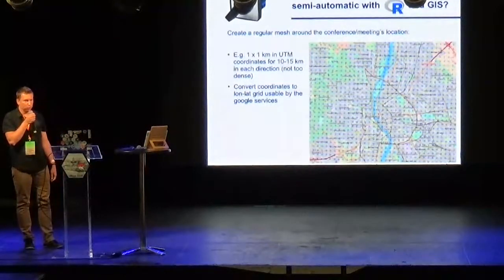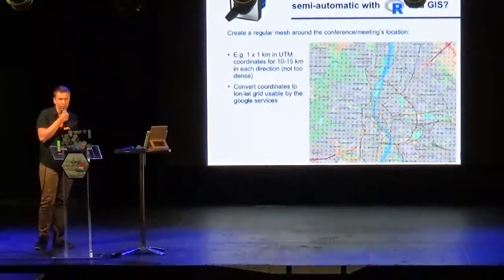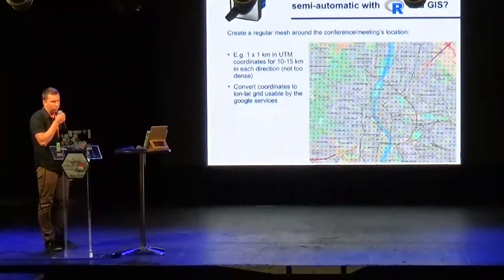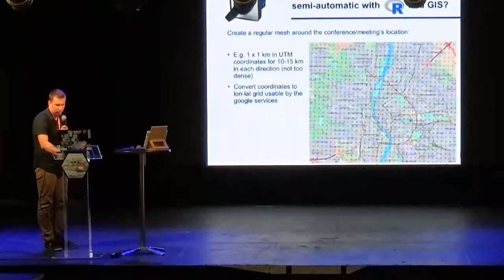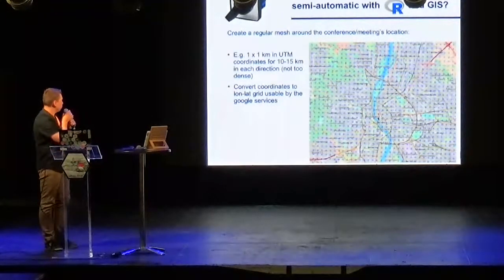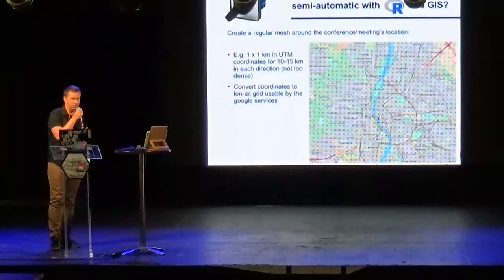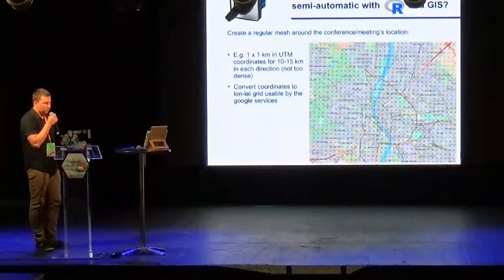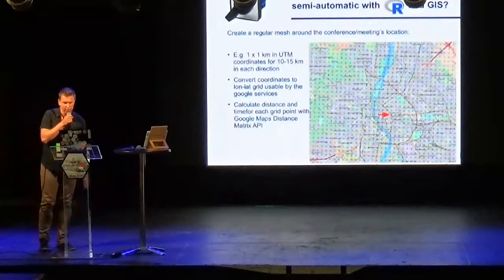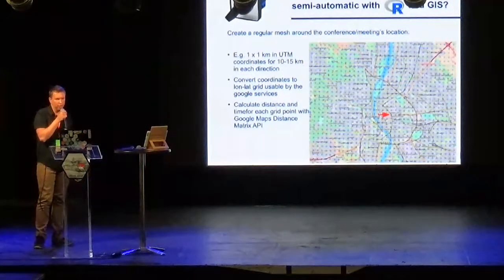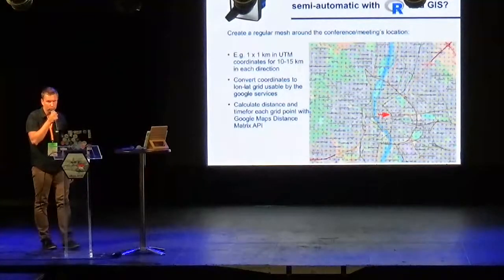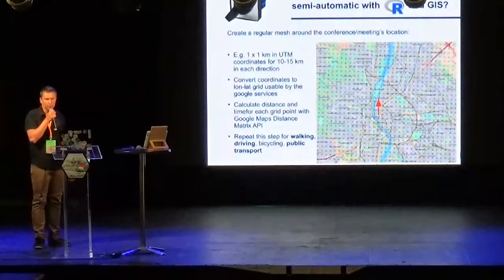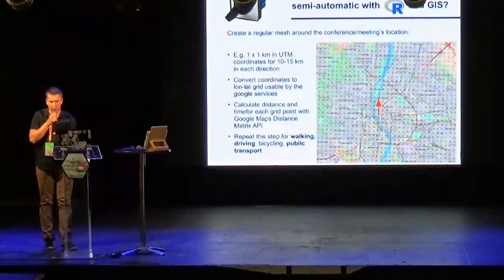So together with Kuba, we decided to make this process semi-automatic with the use of R and GIS tools. So we established a regular spatial grid. So this dot over here is the European Central University or something like that, the place where the conference is organized. And these blue dots are the spatial grid that we use to calculate distance and time for each grid point in Budapest with the use of Google Maps Matrix API. And we repeated the step in a loop for walking, driving, and so on.